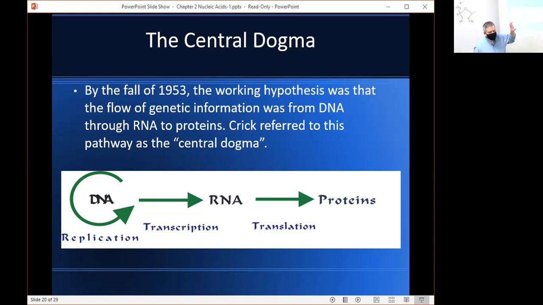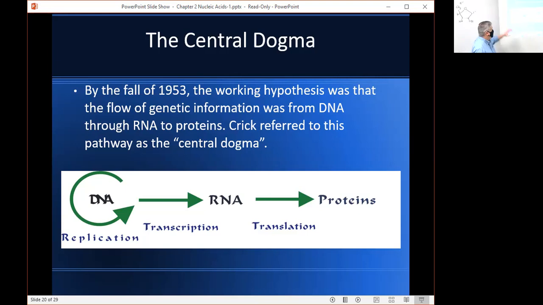In the central dogma of molecular biology, DNA can replicate itself. We know that DNA is a double-stranded helix, and it can do semi-conservative replication, where one old strand is a template strand that can be used to synthesize a new daughter strand.